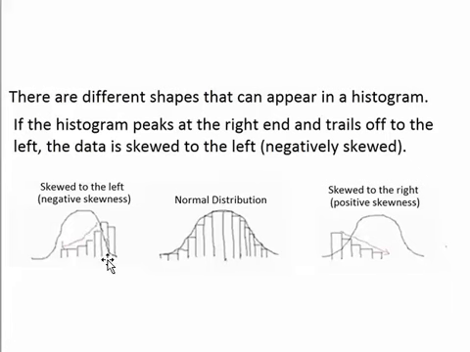If it peaks at the right end, or if it peaks to the right of a normal curve, and then trails off gradually to the left end like this, it's a negative skewness, or you might just say it's skewed to the left.